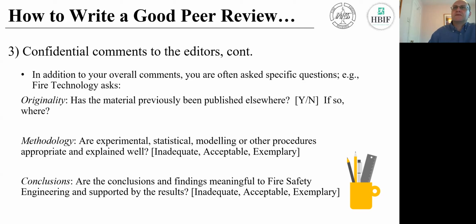And then there's questions about, are the experiment, statistic models or procedures appropriate? That you can answer inadequate, acceptable, or really exemplary. But that should be reflected in your feedback to the author. So you can't say they're inadequate when your feedback gives very little information about the actual methodology. So that should be consistent with what you write. And then, are the conclusions and the findings meaningful to the fire safety community? And I think that's more for the journal to make a decision whether it fits within the scope of the journal, and you say if it's inadequate, acceptable, or exemplary.